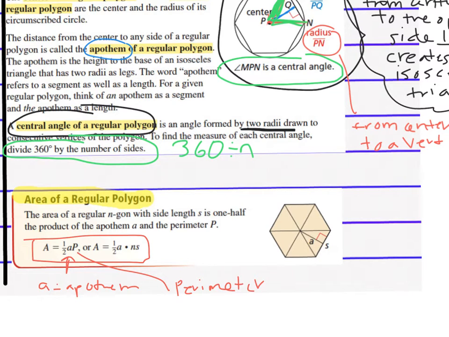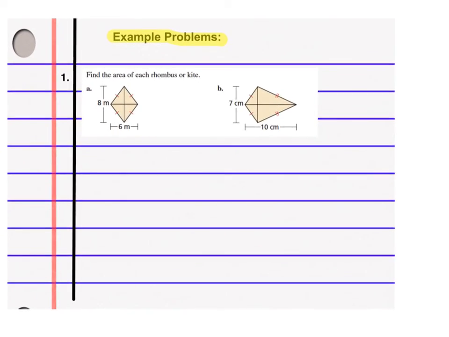They gave you this other formula right here. And instead of using perimeter, they said the number of sides times the side length. Well, that is how you find the perimeter. So if you want to write down both, or that one if you think that's easier, you are more than welcome to do so. All right, let's get into some of the examples.